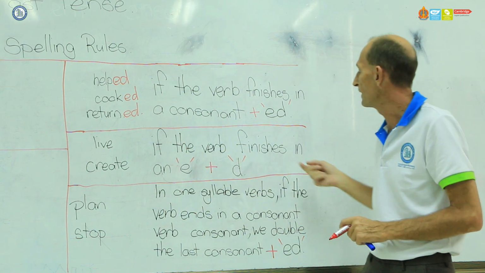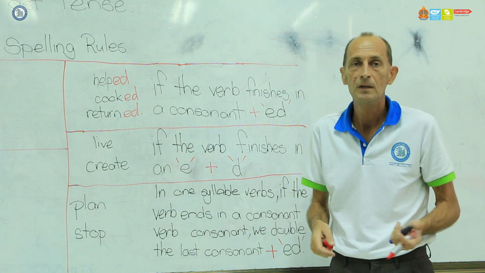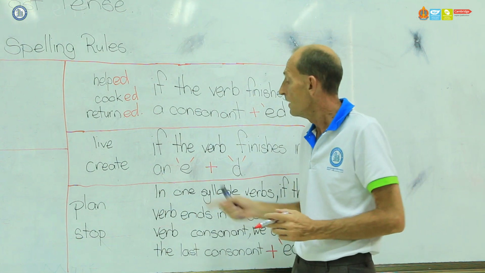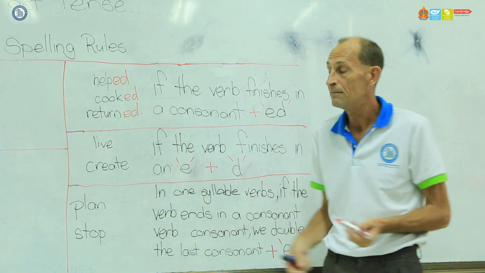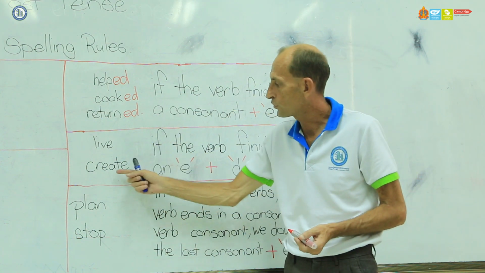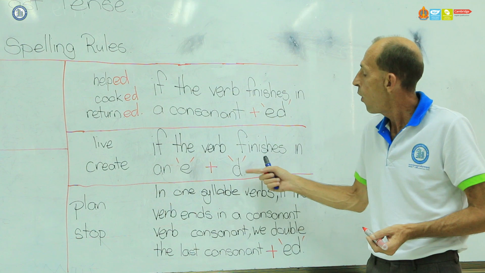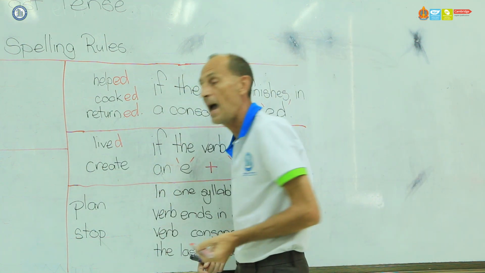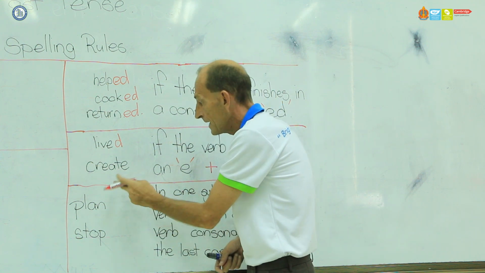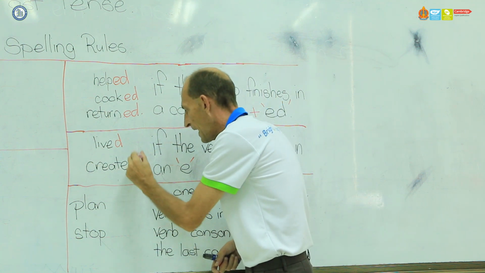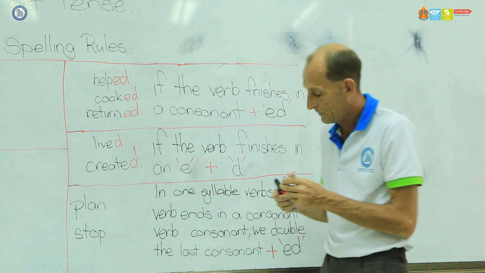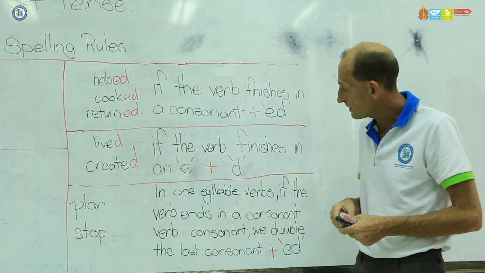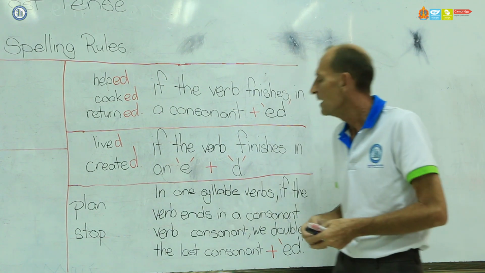Now, if a verb finishes in an E, we don't put another ED there. This one's pretty simple. If a verb finishes in an E, like live or create, we just add a D, because we've already got the E there. So all we do is add a D. Create, already got the E, so we just add D. So that's the easy one, I think, for us.